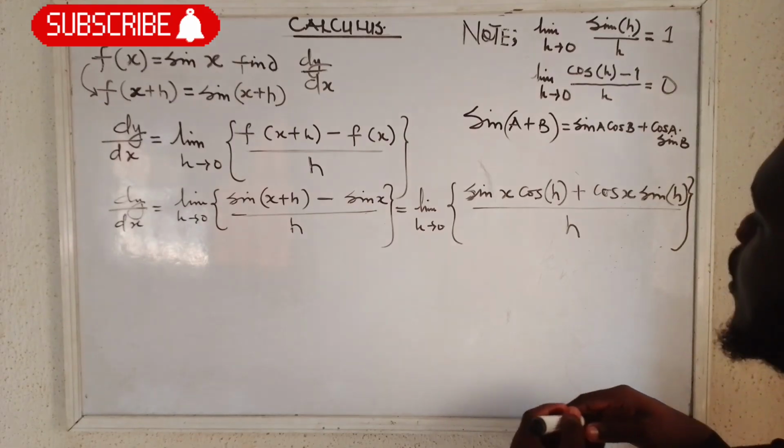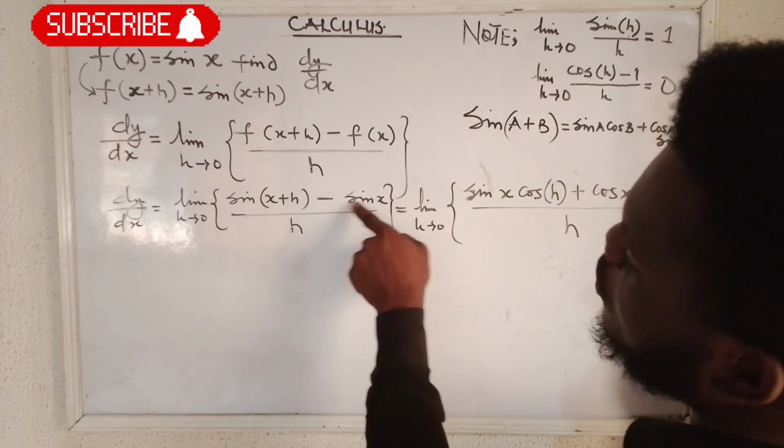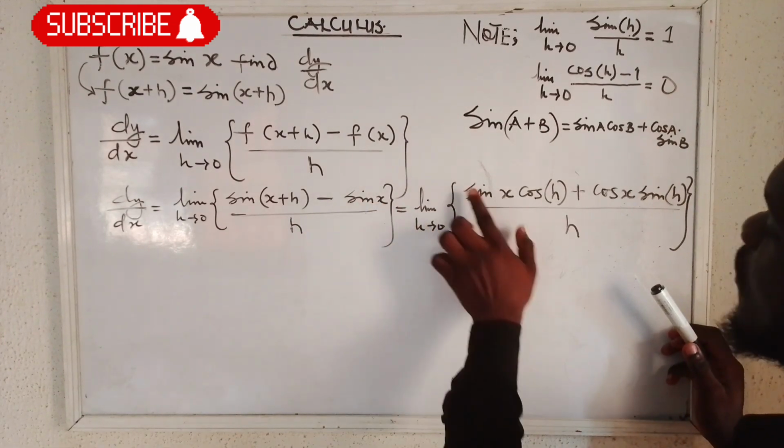There's a very huge error here. What we just did now, we only successfully wrote sine of x plus h. So we are supposed to write the sine of what? Of x also. So we are supposed to subtract the sine of x from it.